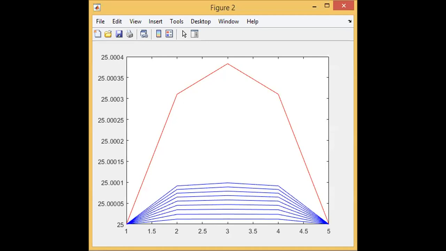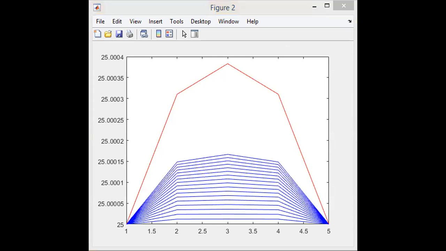Okay. I suppose I have done this thing for 10 steps. So there are 10 lines available in blue color. This, I suppose, is visible. Can somebody confirm this thing? Yes, sir, visible.